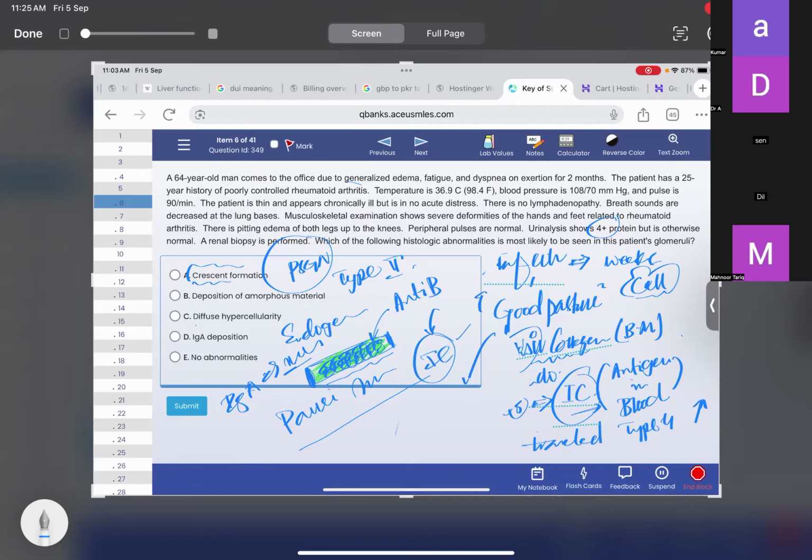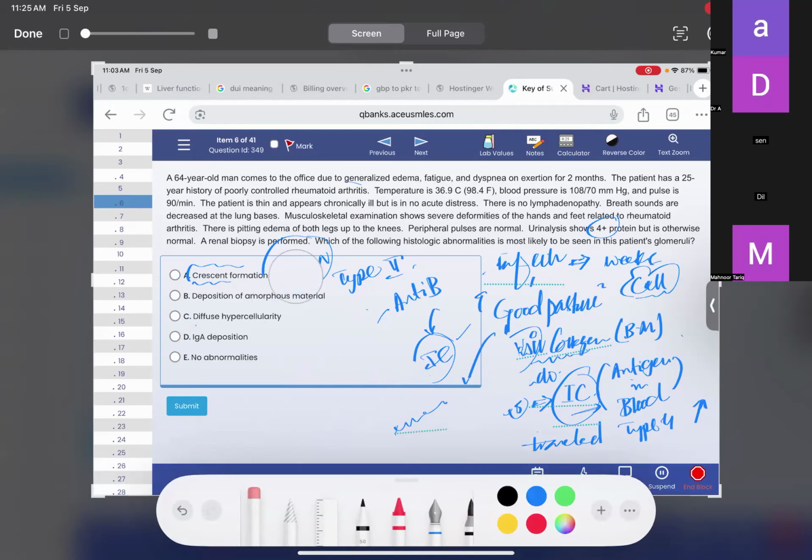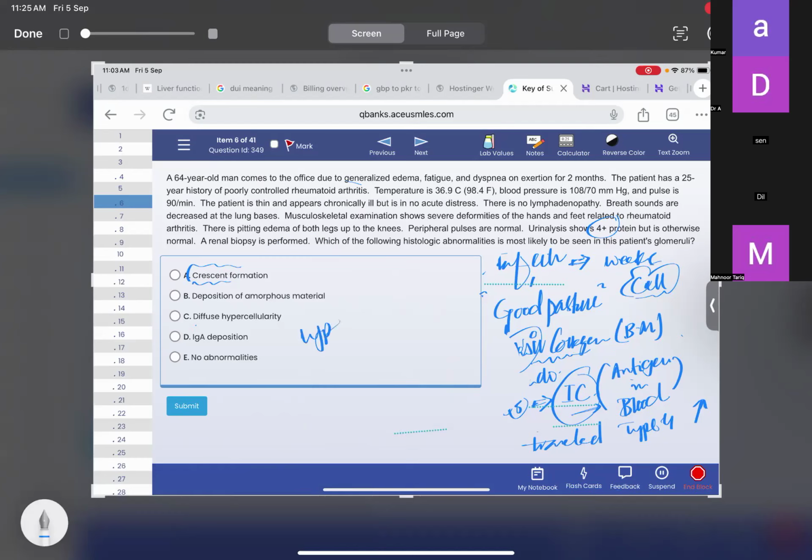In Goodpasture we have linear deposition. But in Alport also, type 4 collagen is affected, right? Yes, sir. Same as the Goodpasture basement membrane, but here we don't have antibodies. It is mutated, okay? So don't confuse the type 4 collagen of Goodpasture with Alport, okay?